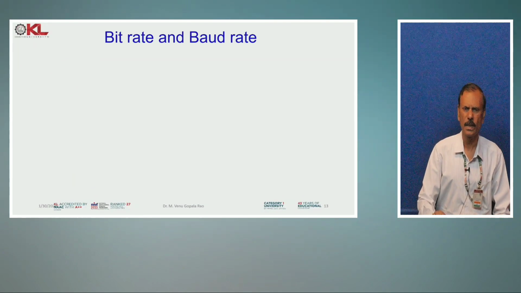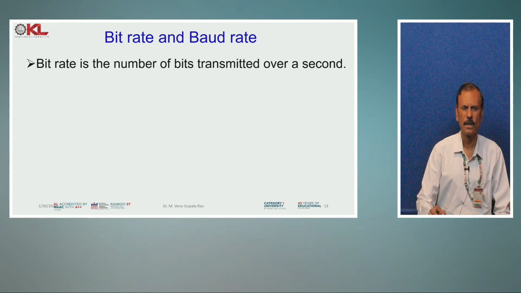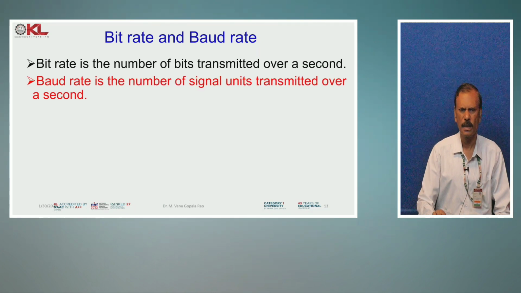Now another important thing in digital carrier modulation, or digital modulation, is bit rate, baud rate and also bandwidth. Presently we will study the bit rate and baud rate. Bit rate is the number of bits transmitted over a second. It is already defined earlier. Baud rate, on the other hand, is the number of signal units transmitted over a second.